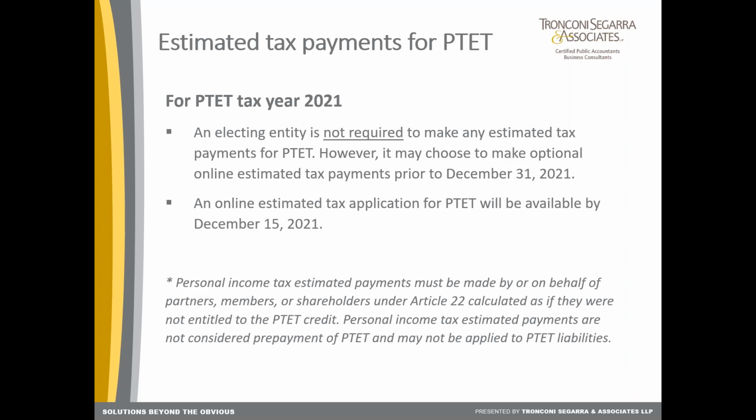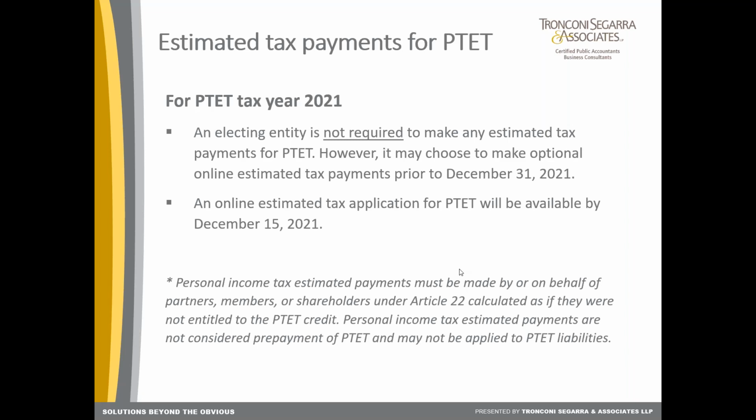However, if you're a cash basis taxpayer, you need to make the payment by December 31st, or else you're not going to be able to take that deduction on your federal return. And that deduction on the federal return is what creates the benefit of this whole workaround. So that's something to keep in mind.